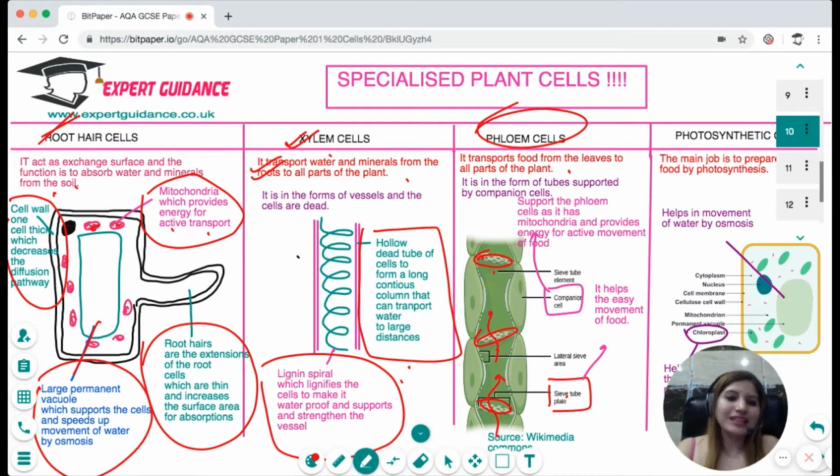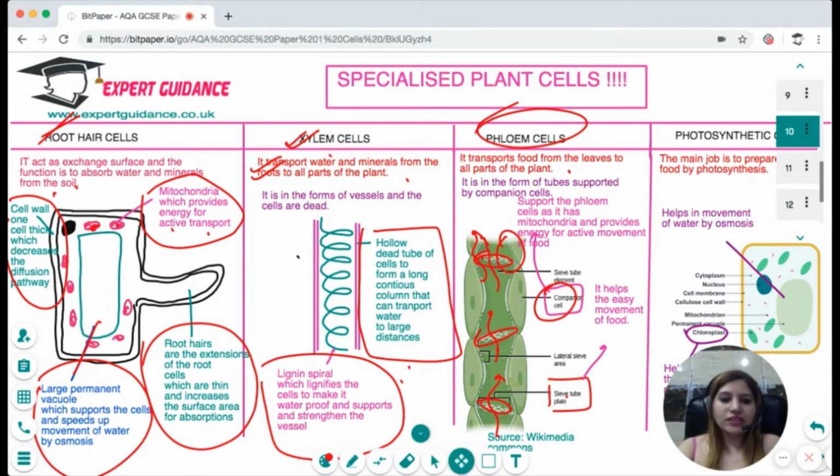Okay, and since the sieve tubes have lost the majority of their cell contents, they are supported by a special cell called the companion cell. It supports the phloem cell and provides the cell whatever it needs. Especially, they are rich in mitochondria, which make a lot of energy for the sieve plates and sieve tubes so that they can transport food.